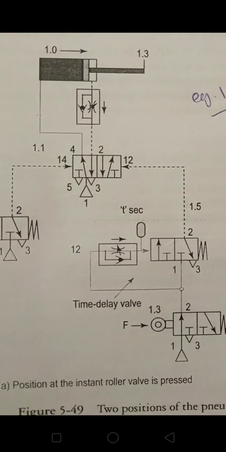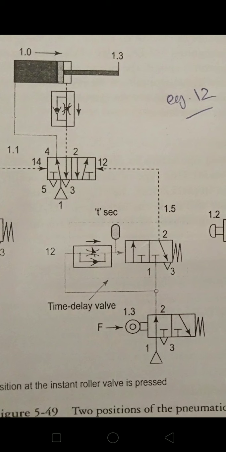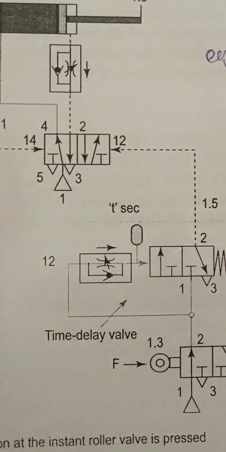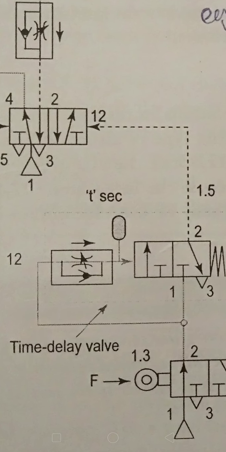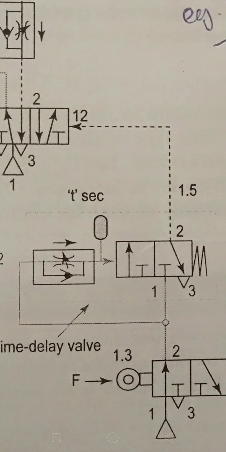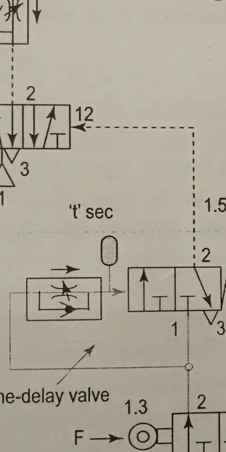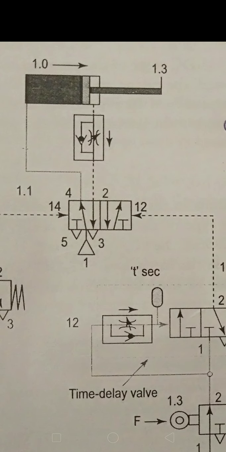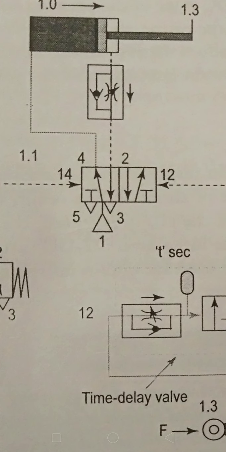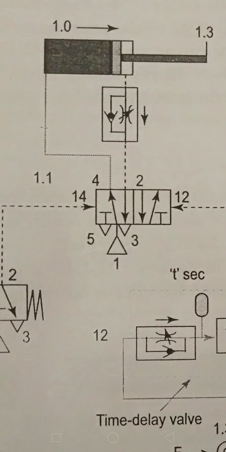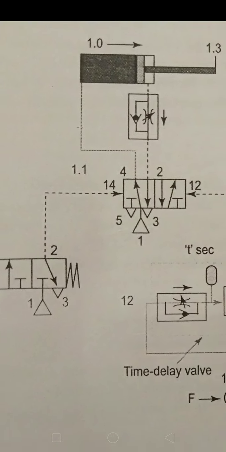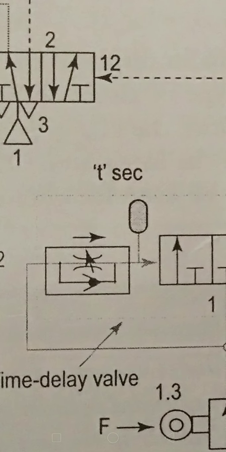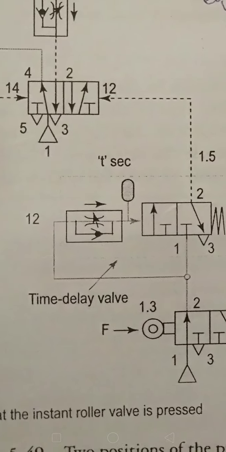So when at 1.3 you are applying a force, 1 is connected to 2, and through that throttle control valve there is a surging-like thing, right? So after 5 seconds, for this valve 1 is connected to 2 and you will have a signal at 12, and when you have a signal at 12, 1 will be connected to 4 and the piston will move towards the right. So here is the time delay valve, and accordingly you can make this small reservoir according to your requirement.